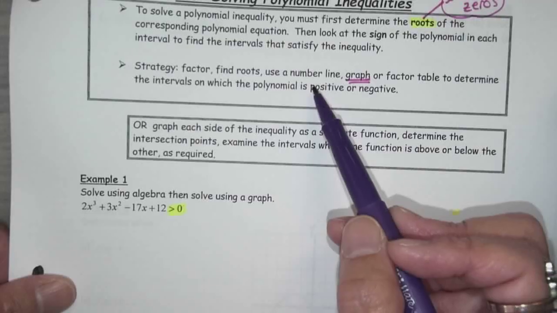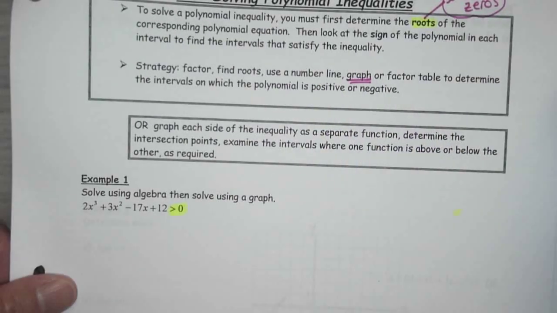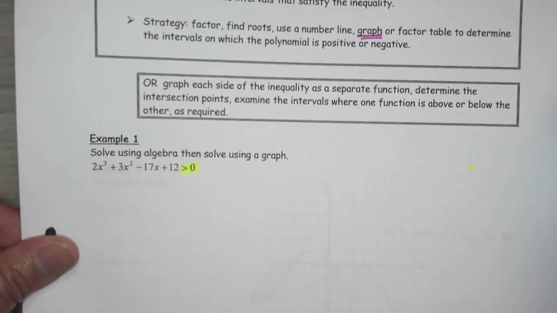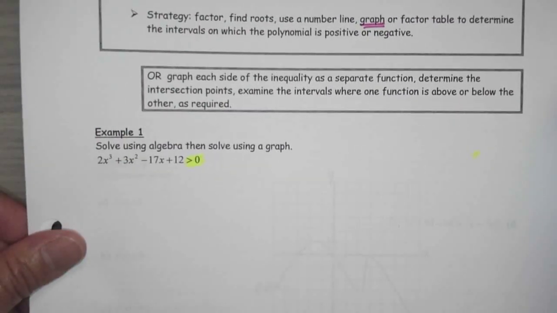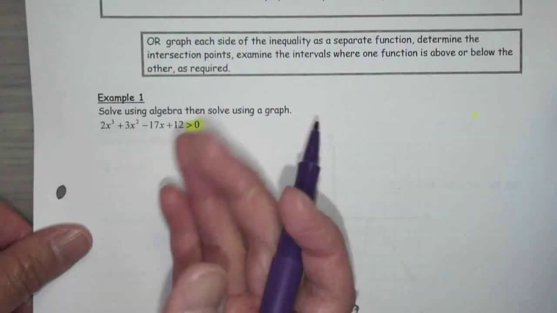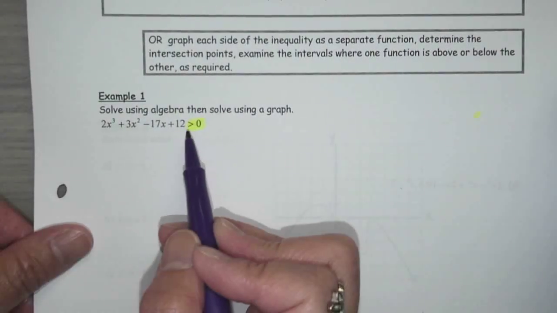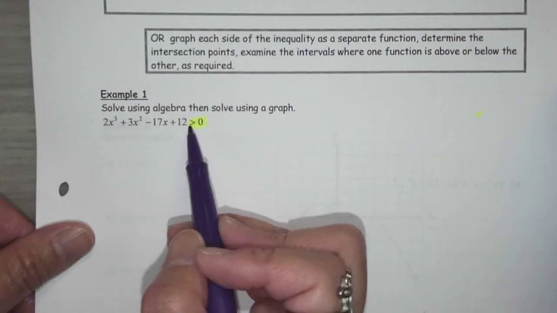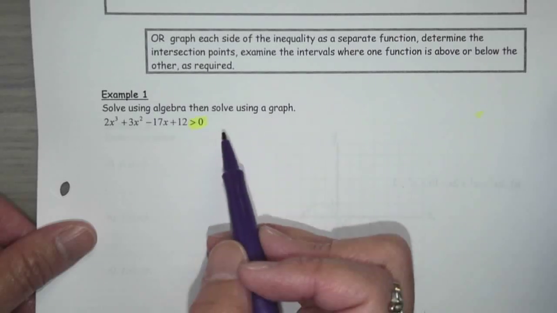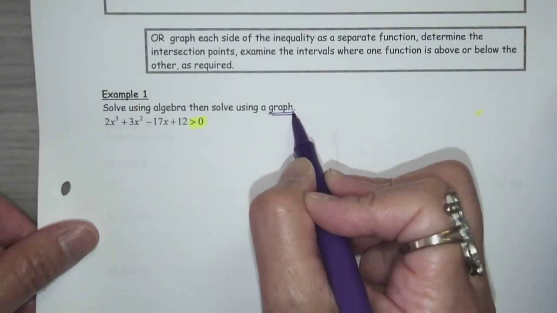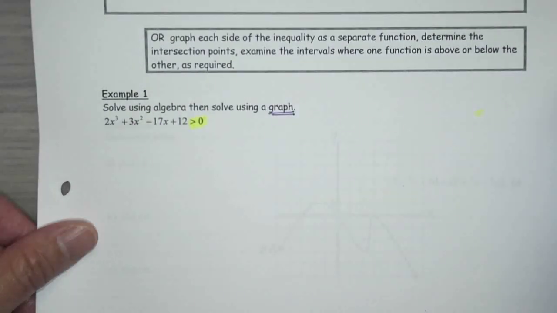So then we would have to go to a factor table, number line, etc. Okay, but for the polynomial inequalities, we can do it this way for the whole chapter 4. So we're going to take the polynomial, put it to one side. It should be greater than or equal to 0, or equal, right? Solve using algebra, and then solve using a graph. We're going to do the graph method, and I'll show you the number line at the end.